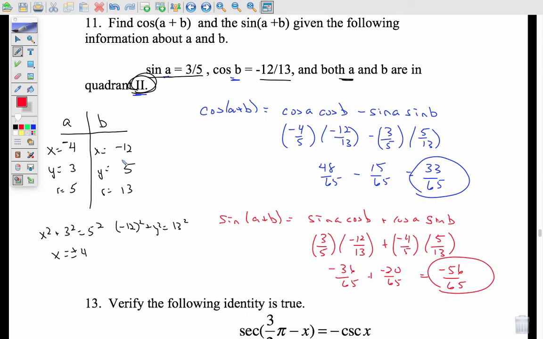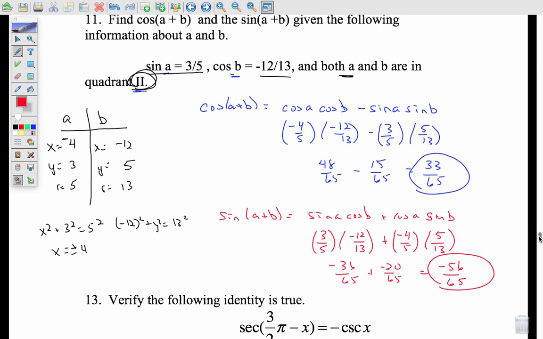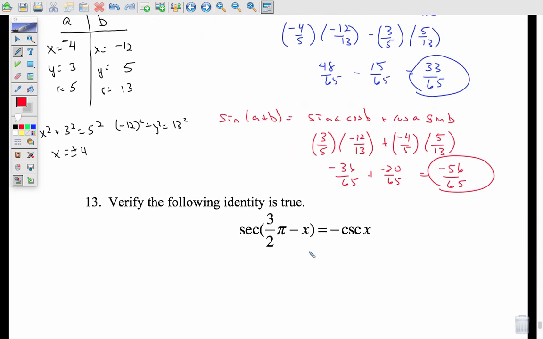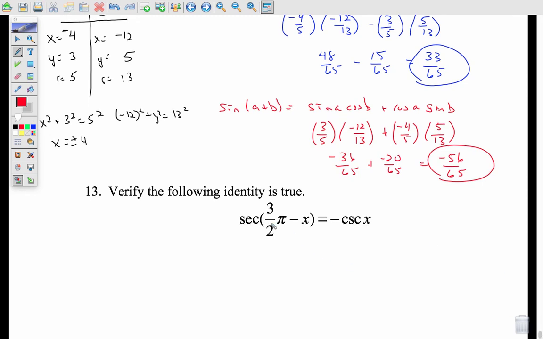-36/65 plus -20/65, we get -56/65, 65ths for our sine of a plus b. Okay, so finding x, y, and r made our substitutions over here hopefully fairly straightforward and simple using our sum and difference identities or formulas.